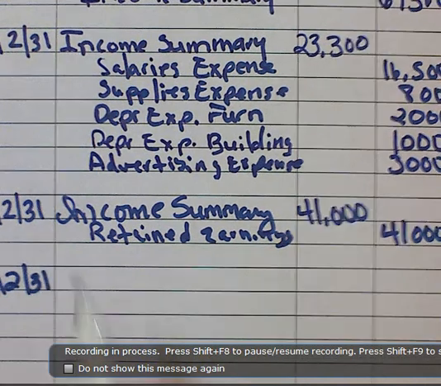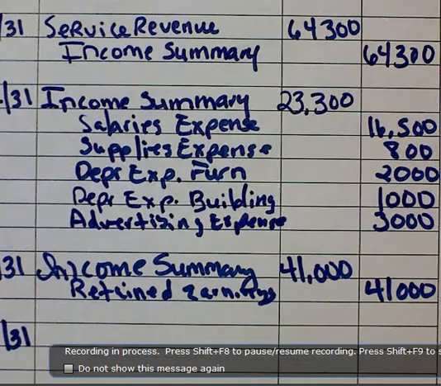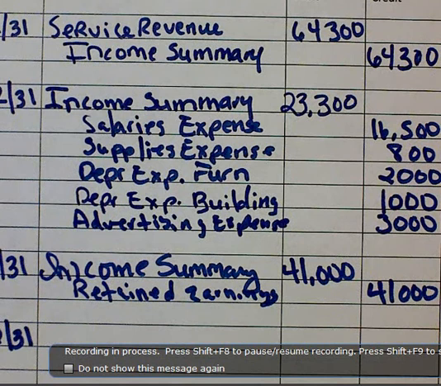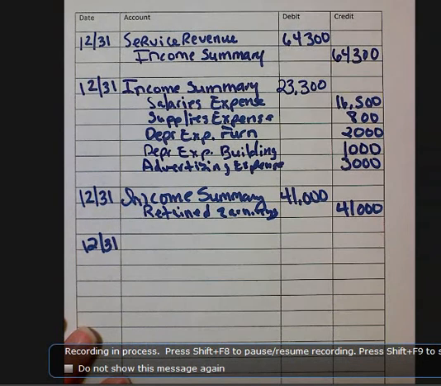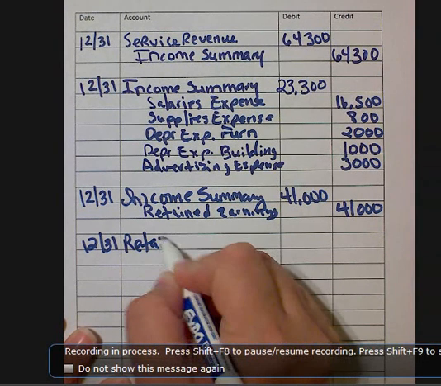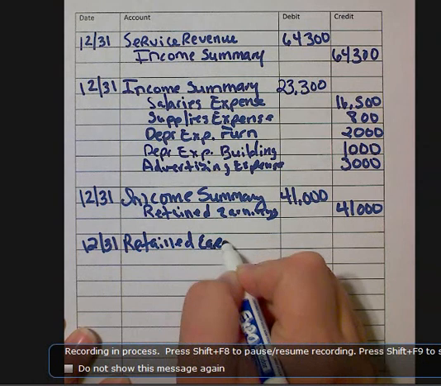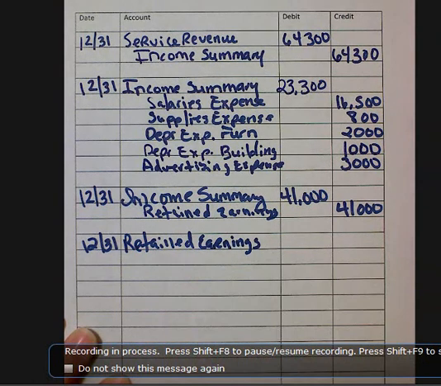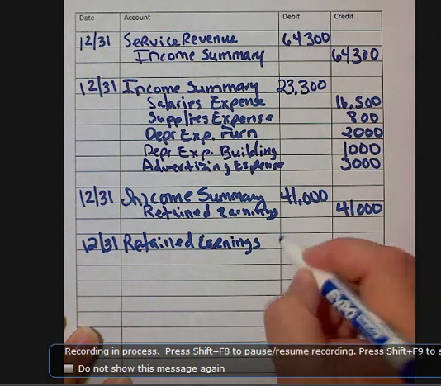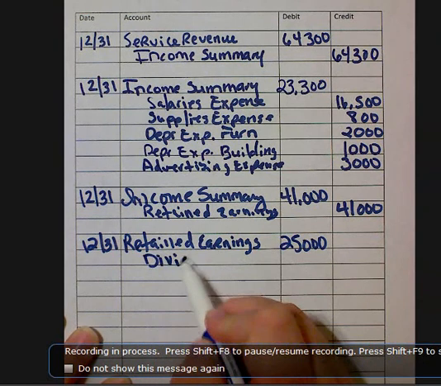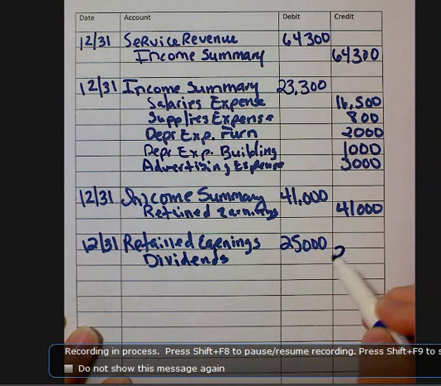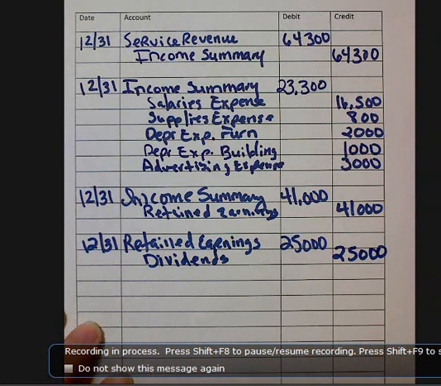12/31. Okay, when we pay dividends, that's going to reduce retained earnings. So it's a debit to retained earnings of $25,000 and a credit to dividends of $25,000. And this will bring the balance of all our temporary accounts to zero, so we can start fresh in the new accounting period.